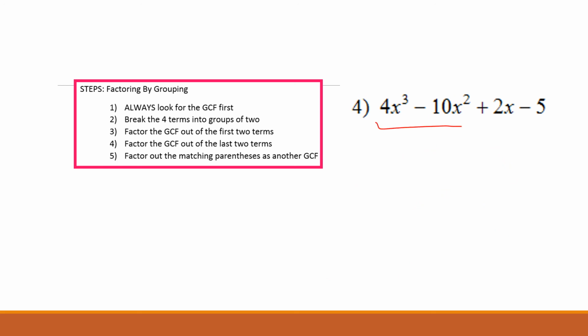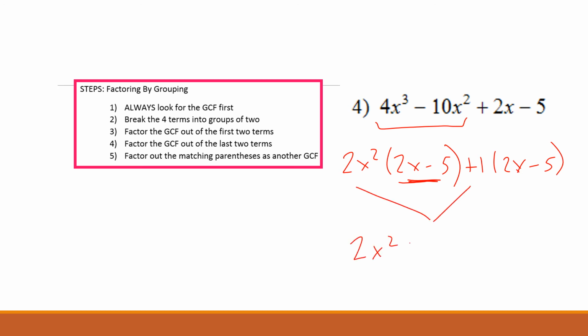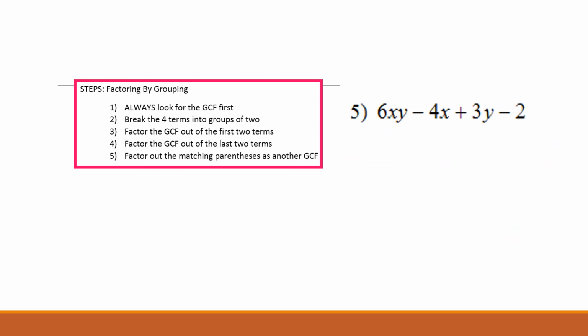Pair them up. First two, greatest common factor is 2x squared. Leaves me with 2x minus 5. Now you'll notice that sometimes you can look at this and say, I know I've got to get that. Well, this is already 2x minus 5, so that's just a 1, but you do need to write the 1. So I have 2x squared plus 1, 2x minus 5. Those are my two factors.